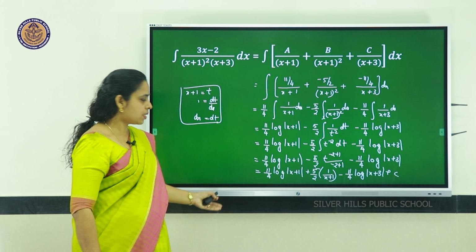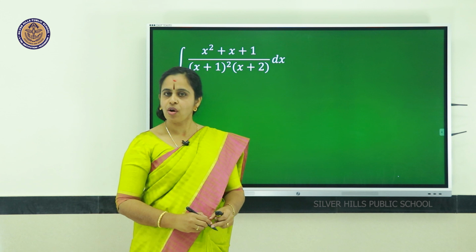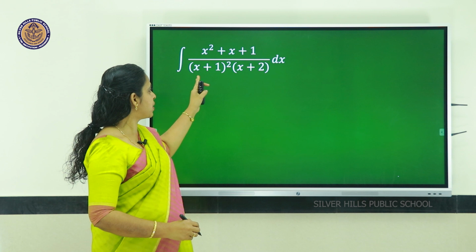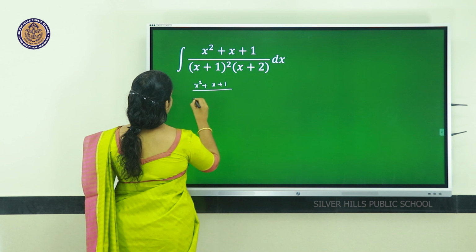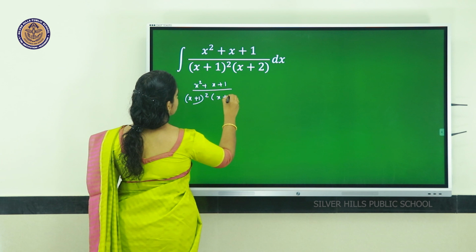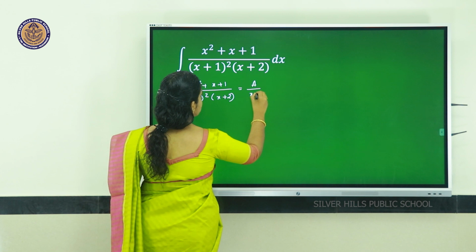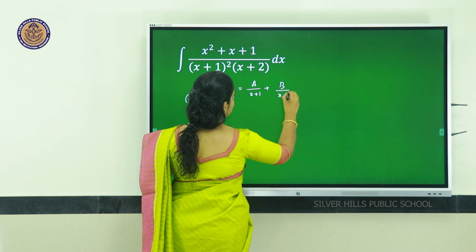Now, let us do another example of similar kind. Integral x square plus x plus 1 divided by x plus 1 whole square into x plus 2. Let us take the integrand x square plus x plus 1 divided by x plus 1 whole square into x plus 2 equal to a divided by x plus 1 plus b divided by x plus 1 whole square plus c divided by x plus 2.